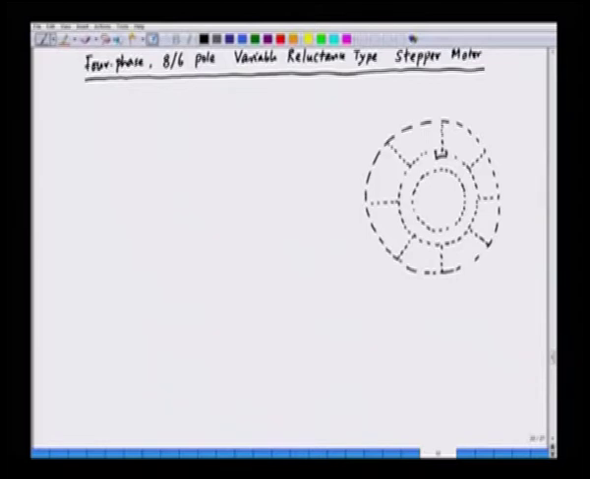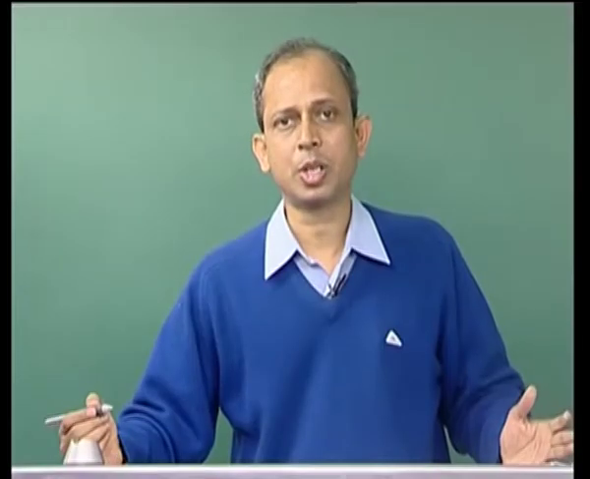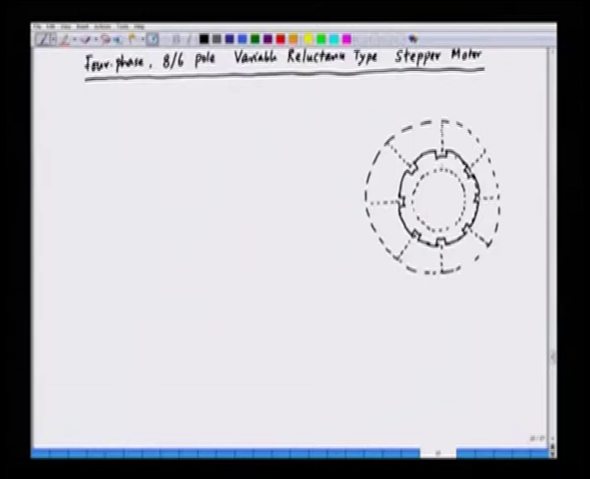This is one pole, this is the second pole, the third pole, the fourth pole, the fifth pole, the sixth pole, the seventh pole and the eighth pole. So, these are the stator poles. So, we can complete this pole structure of the stator. And what about the rotor? The rotor has only 6 poles. So, the rotor poles will be as follows.